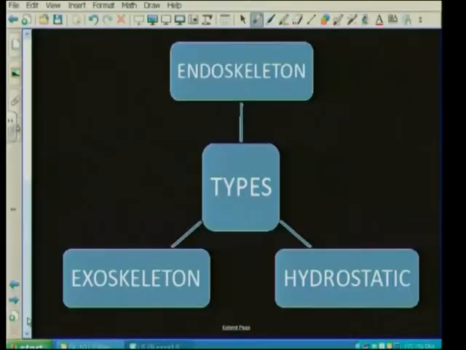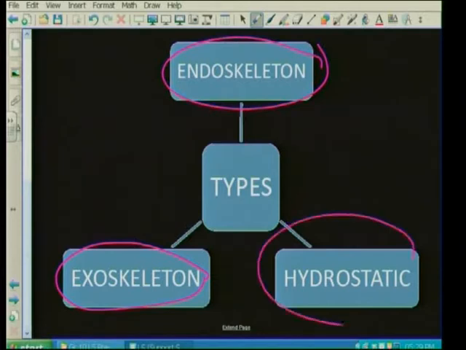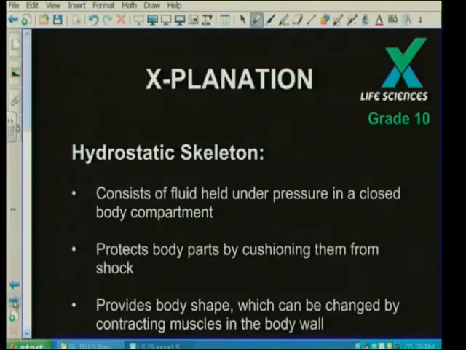The three types of skeletons that we have spoken about earlier are the exoskeleton, endoskeleton, and the hydrostatic skeleton. These are the three types of skeletons that we are going to learn more about. Let's start straight away with the first one, and that is the hydrostatic skeleton.